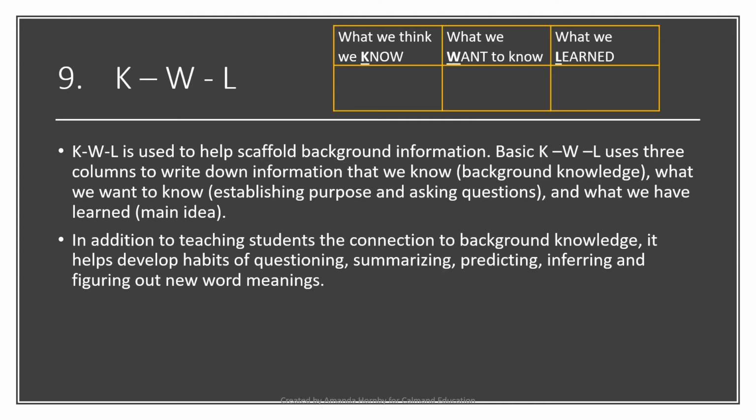Okay, activity 9, KWL, is used for a research task. So it's to help scaffold the background information. So it uses 3 columns to help them make a plan of what they are going to research. So what they think that they know, what they want to know, and what they have learned. Okay, so in addition to teaching students the connection to background knowledge, it also helps to develop a habit of questioning, summarising, predicting, inferring, and figuring out new word meanings.